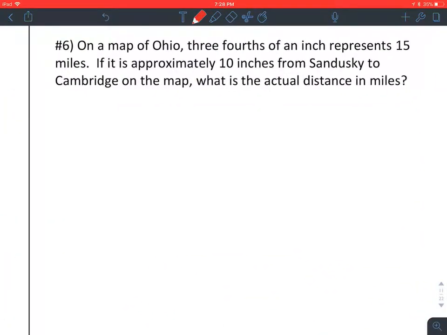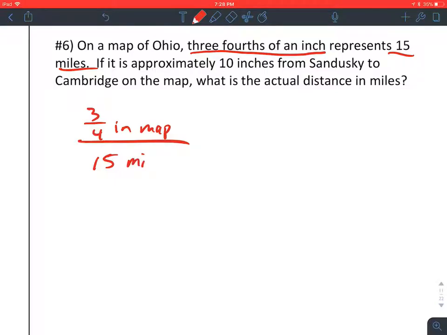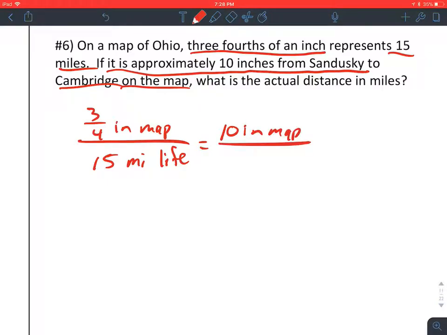Number 6. On a map of Ohio, 3/4 of an inch represents 15 miles. That is an example of a ratio. 3/4 of an inch on the map is 15 miles in real life. If it is approximately 10 inches from Sandusky to Cambridge on the map, so 10 inches on the map, what is the actual distance in miles? So we'll give that a variable such as x.